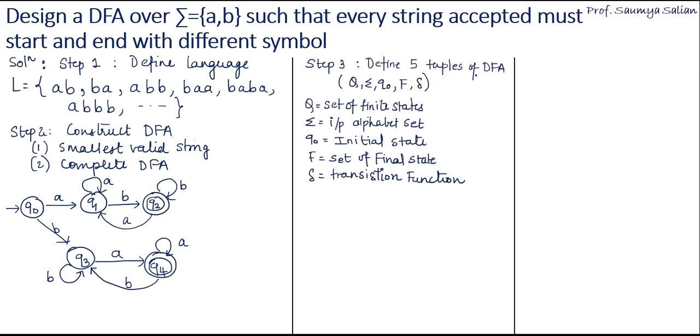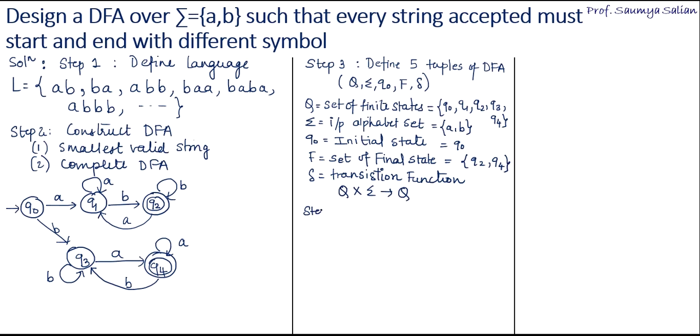So the next step is to define the 5 tuples of the DFA. We know that a DFA is defined by 5 tuples, that is Q, sigma, Q0, F and delta. Q is a set of finite states. So here we have states from Q0 to Q4 in our DFA: Q0, Q1, Q2, Q3 and Q4. In the input alphabet set, we have A, B. The initial state is Q0. The set of final states, here we have Q2 and Q4 as final states. Delta is the transition function, which is given by Q cross sigma corresponding to Q.